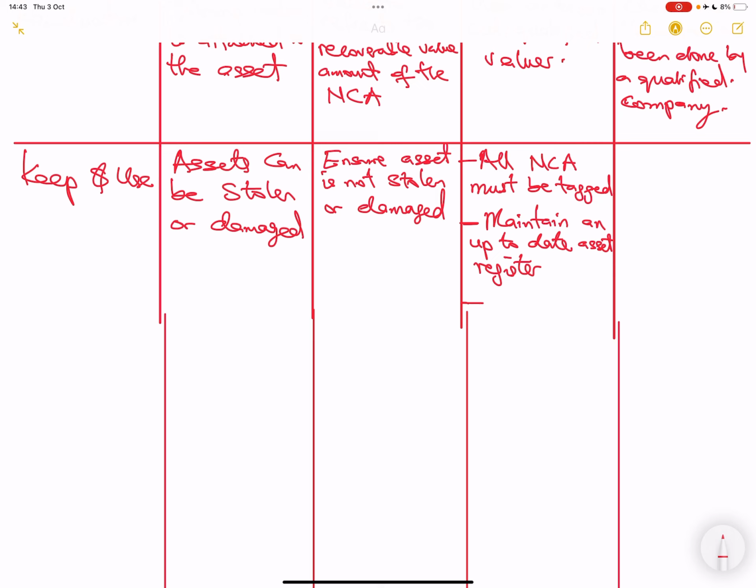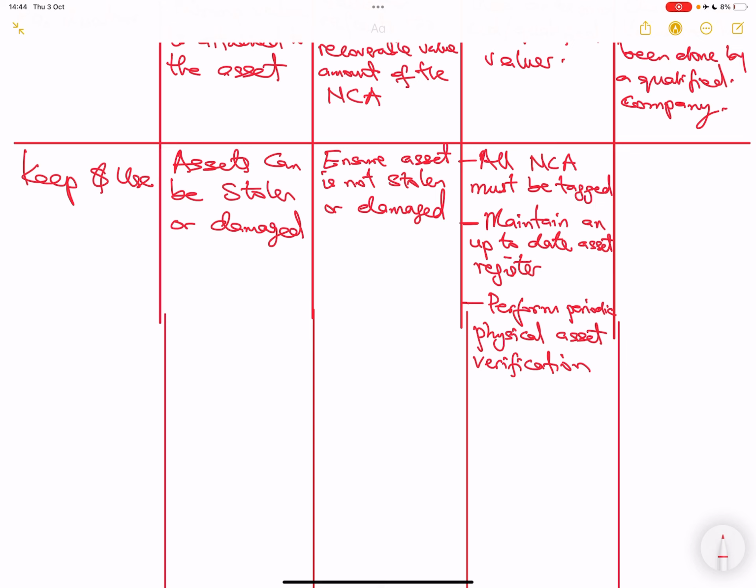Another control for this is to perform periodic physical asset verification. This is similar to stock count. In fact, it's synonymous to stock count. The same way you do stock count, for non-current assets, we call it physical asset verification. The same way you go there, you have your asset register, you are checking from your asset register, I have a car with registration number X356 on this register. Where is the car? You go and look for it on the floor. You say, oh, I can see it.